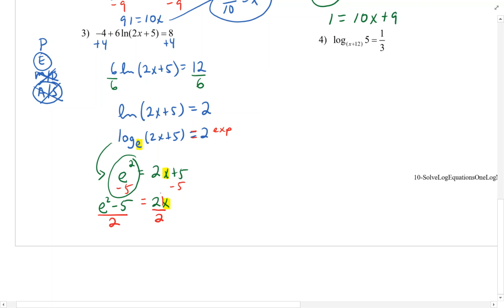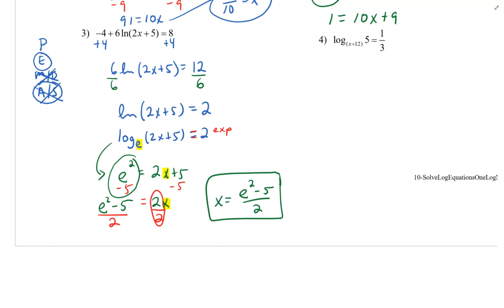So on the right side, that 2 over 2 does simplify to 1. On the left hand side, that does not simplify. So we're still going to divide by 2, but we just leave it there. So our final answer on that one is x equals e squared minus 5, divided by 2. It's kind of a bizarre looking answer, but that's the exact answer. If we want to get a decimal approximation, we would type that into the calculator: e squared, then subtract 5 and divide that by 2.